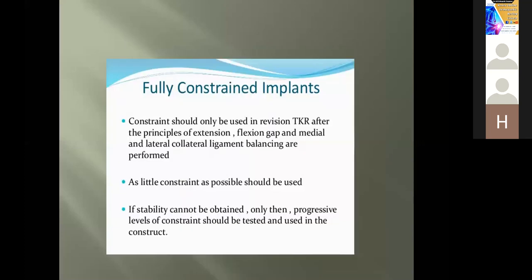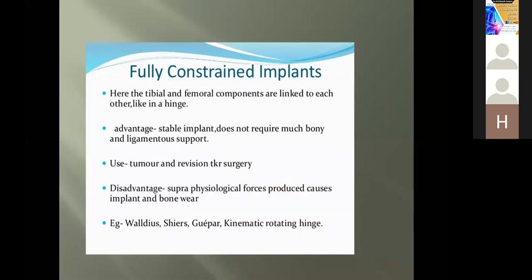When to use the fully constrained implants? Constraint should only be used in revision or in difficult primary cases after the principles of extension gap, flexion gap, and medial and lateral collateral ligaments are well balanced and performed. As little constraint as possible should be used. If stability cannot be obtained, only then progressive levels of constraint should be tested and used in the construct. Going back to the concept: first surgery, then implant design and constraint.